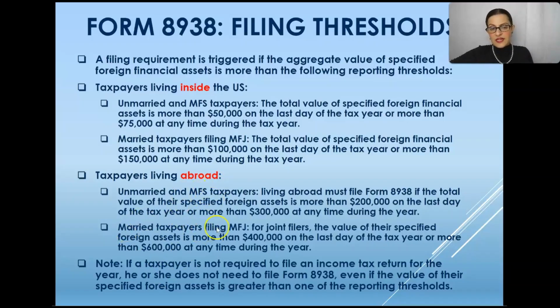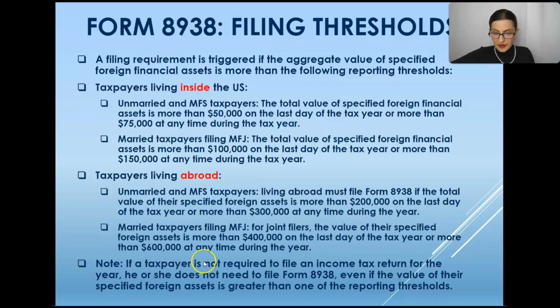For married taxpayers filing jointly, for joint filers, the value of their specified foreign assets is more than $400,000 on the last day of the tax year or more than $600,000 at any time during the year. And then they would have to file the Form 8938.